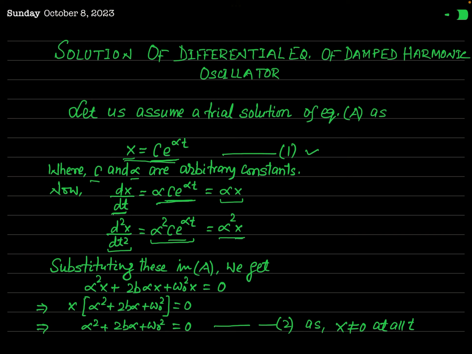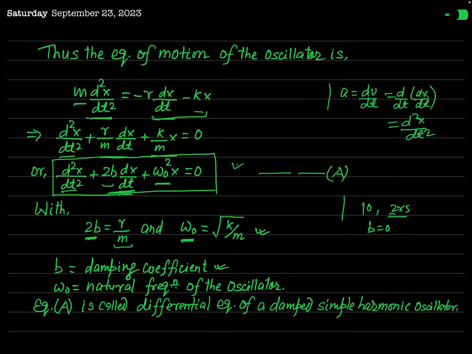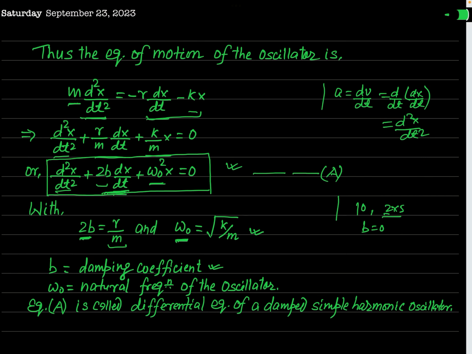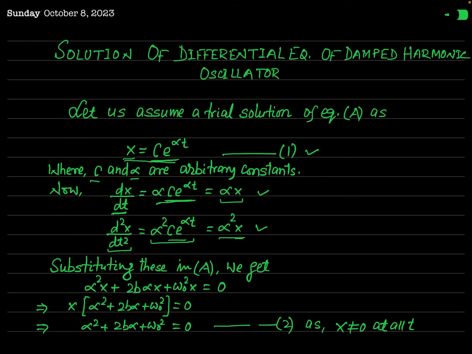Now let us substitute the values of this dx by dt and d2x by dt square in the equation of motion defined in A, at the place of d2x by dt square and dx by dt. You can see after substituting this, we will get alpha square x plus 2 beta alpha x plus omega naught square x equal to 0. As you can see, since x is a common factor, this result can be written as x times alpha square plus 2 beta alpha plus omega naught square is equal to 0.